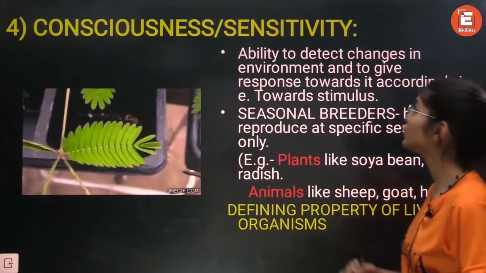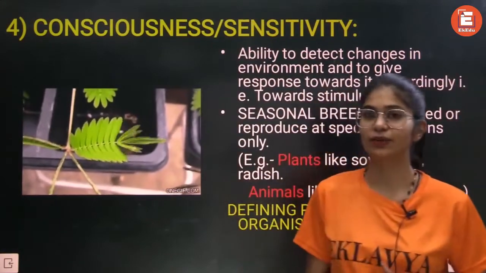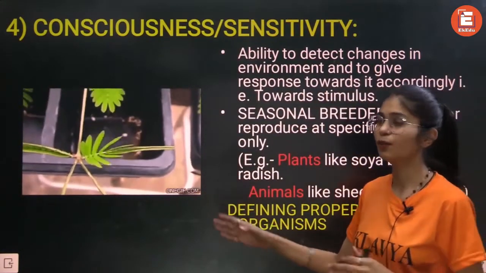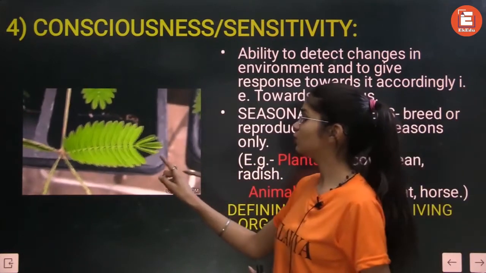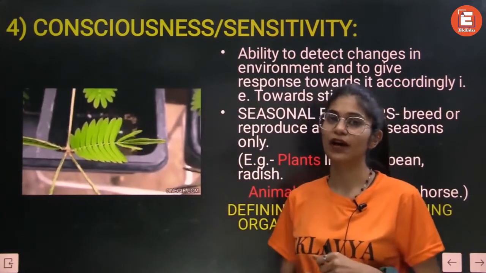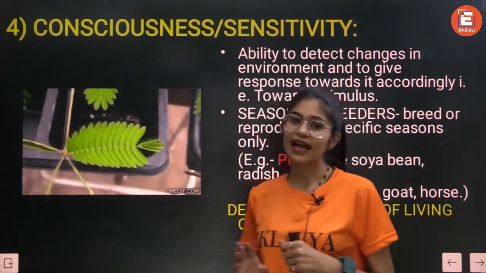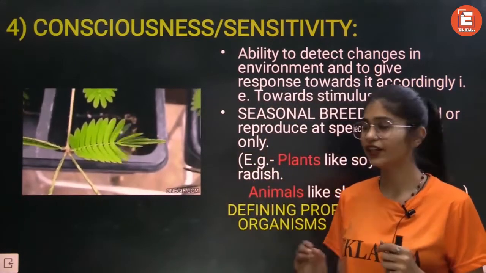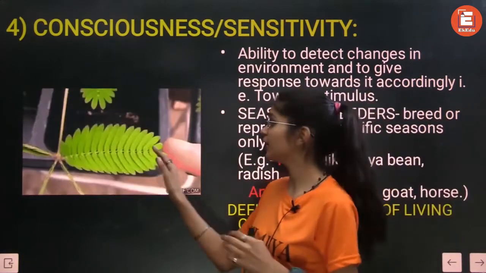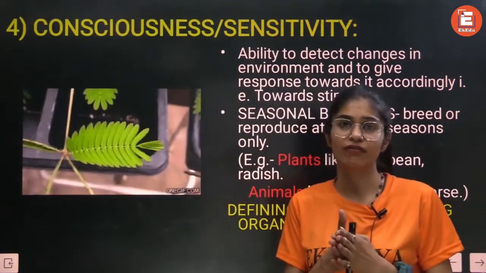Now the fourth is consciousness and sensitivity. If you see here properly, a man is trying to touch a leaf. It's a touch-me-not plant. So a man touched the leaf. These leaves are actually sensitive to touch, which is pretty much why it's closing itself, right?